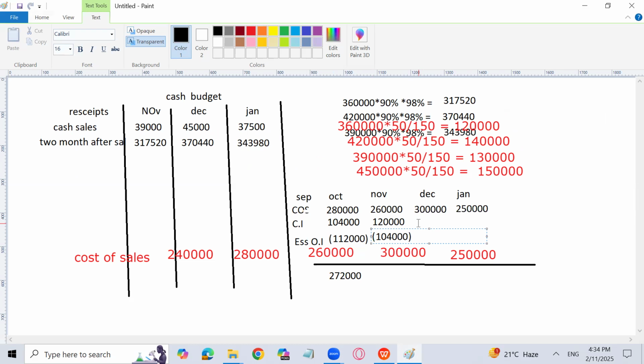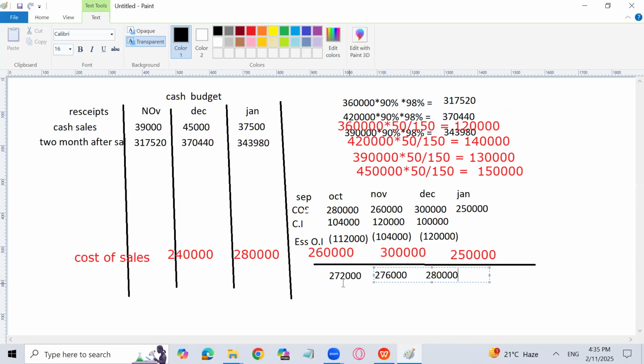Okay. Then 2,50,000 into 40% is 1 lakh. And here opening inventory is going to be 1,20,000. So what is the purchases now for this? 276,000 for November, and for December 280,000. Okay.